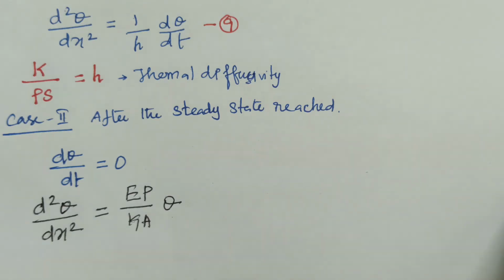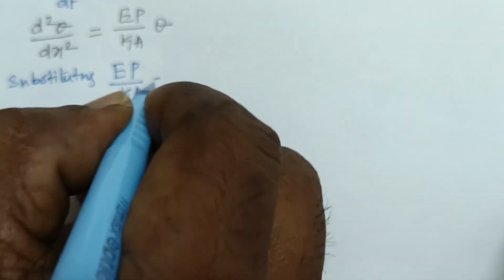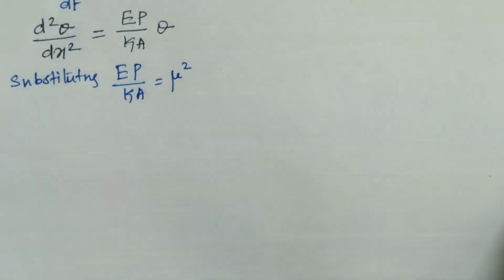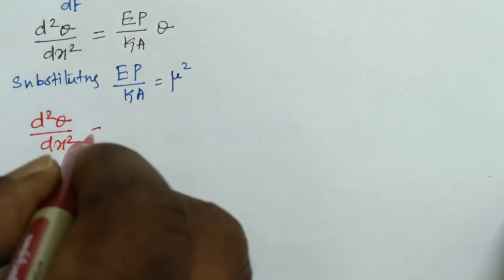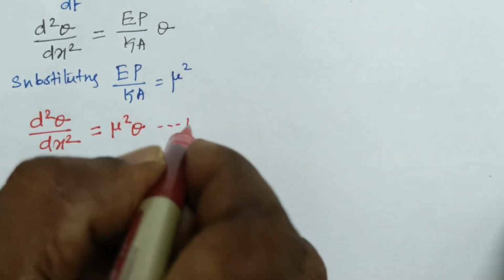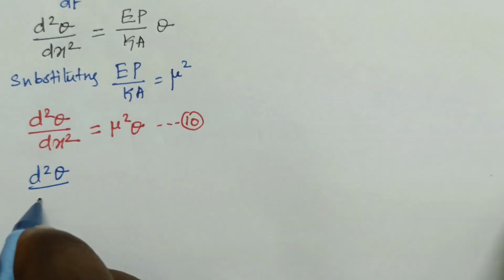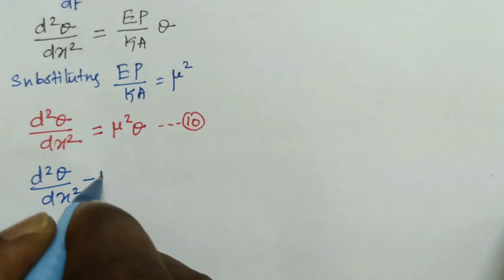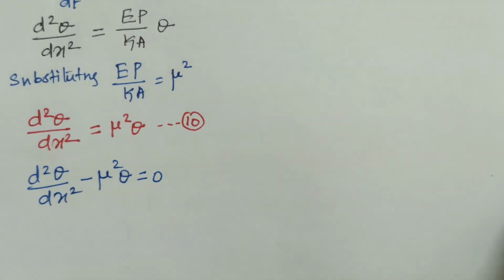Now substituting E P by K A equal to mu square, now you can write d square theta by dx square is equal to mu square theta. So equation number 10, or you can write d square theta by dx square minus mu square theta equal to 0. This is a second order differential equation.